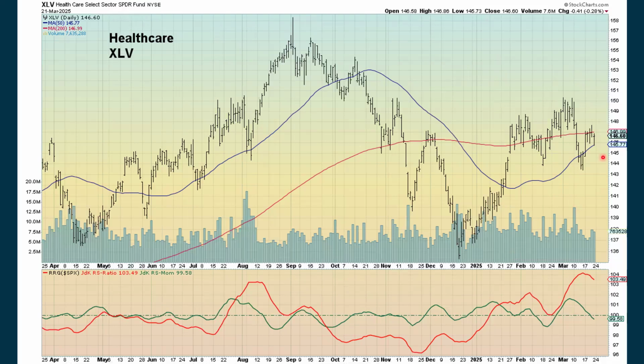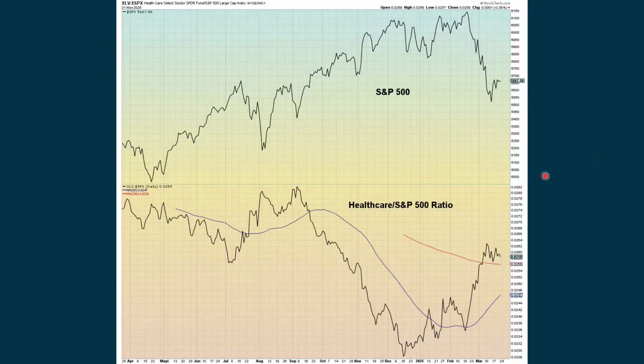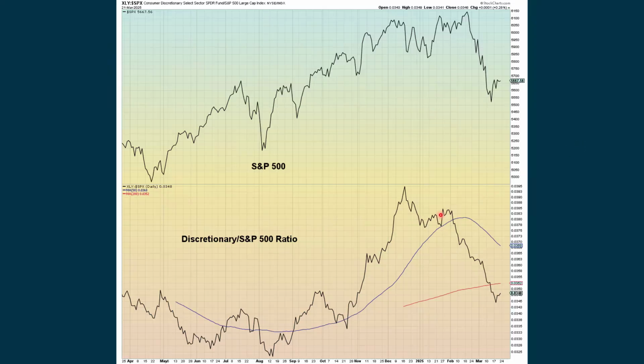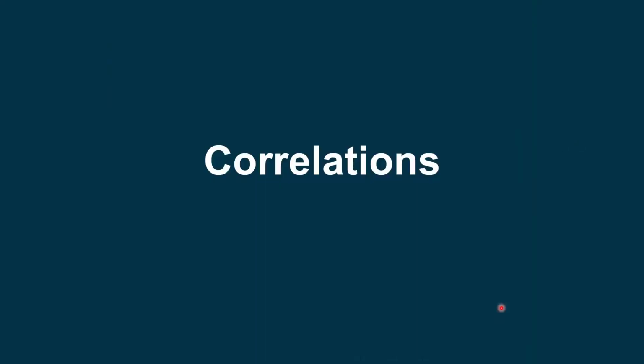Healthcare, a defensive area, just dangling around between the 50 and 200-day moving averages. And healthcare underperforming, now starting to outperform. That's more defensive. Discretionary, which is more growth. And then we've been really down there. And it's still in an uptrend, but lately falling down quite a bit when compared to the S&P.